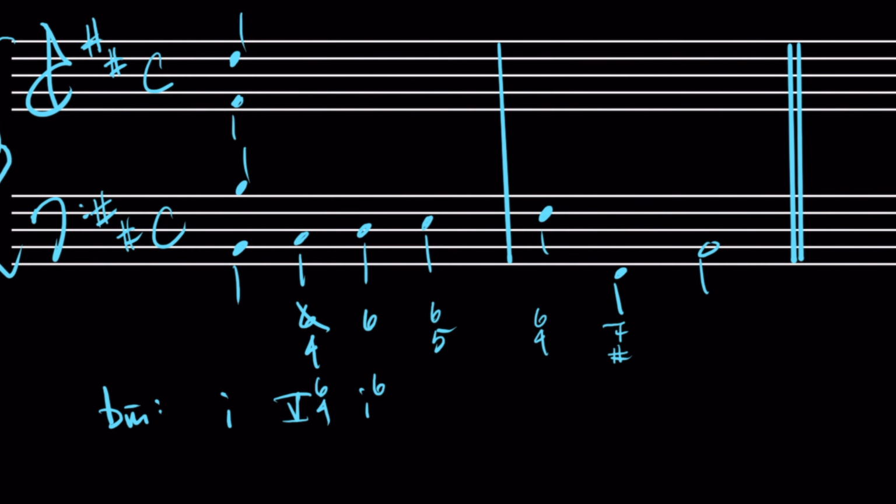So just like we did with the 1/6, this is first inversion, so we go down a 3rd from the bass note, E down to C sharp, and that's the root. So C sharp in the key of B minor, that's 2. So this is a 2/6/5.